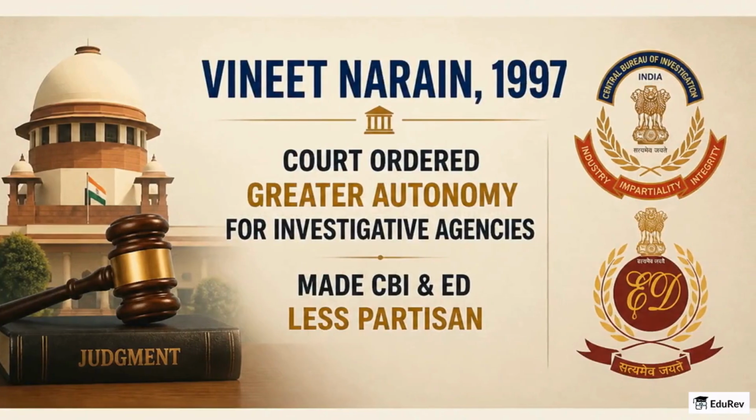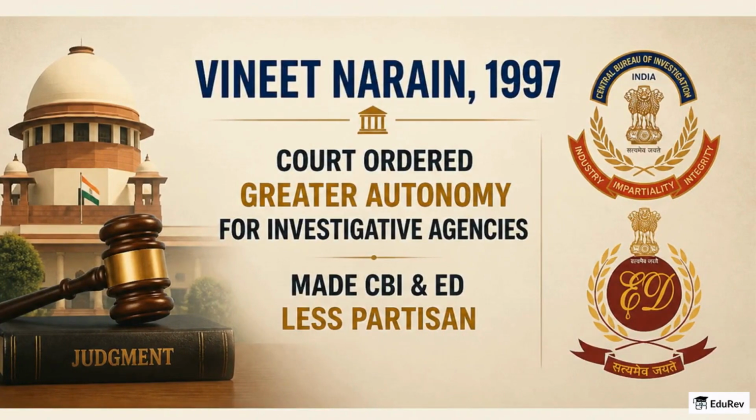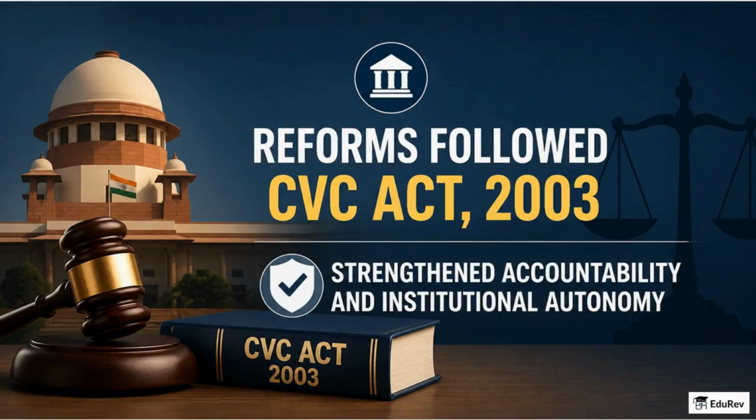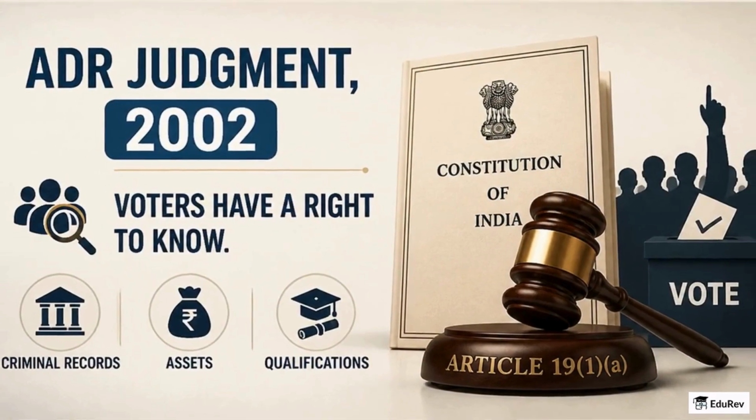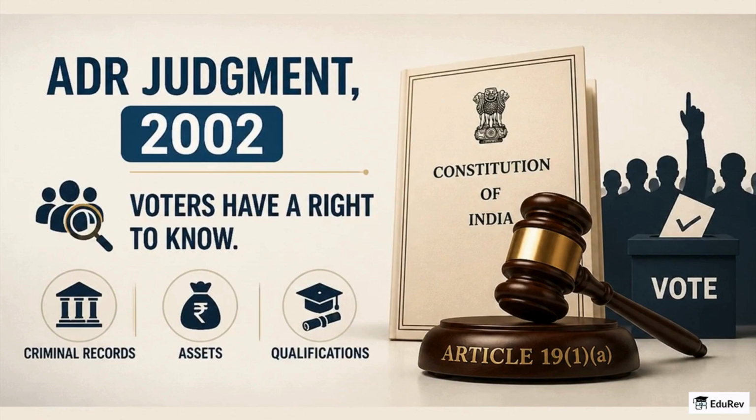Vineet Narain, 1997. The court ordered greater autonomy for investigative agencies and gave directions to make the CBI and ED less partisan. This case prompted reforms and the CVC Act 2003 and is often cited in questions on accountability and institutional autonomy.